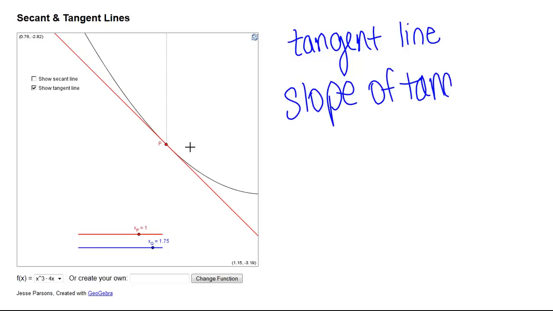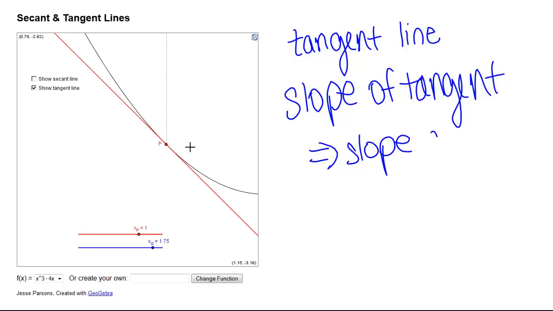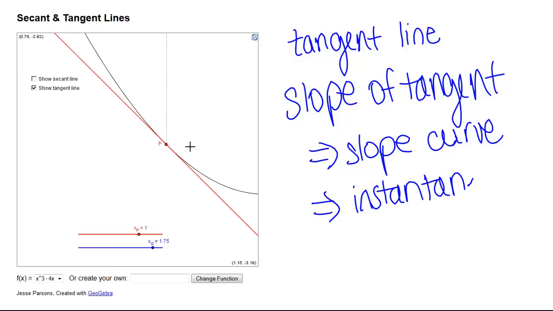And what the slope of the tangent line is actually giving me is a way to talk about the slope of the curve. So the slope of the tangent line is giving us a way to talk about the slope of a curve the same way we've talked about slopes of lines in previous classes. And it also gives us a way to talk about instantaneous velocity when the function we're talking about is a position function.